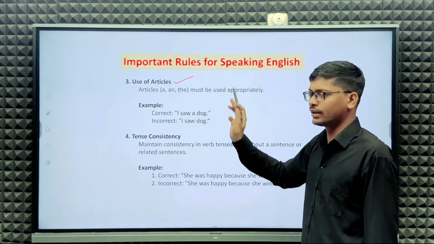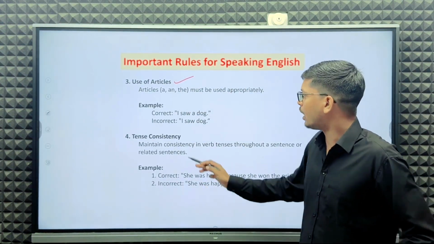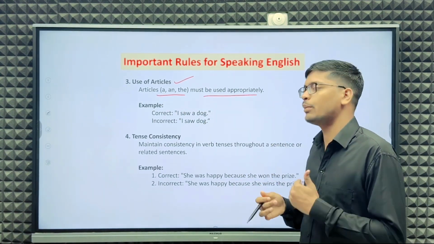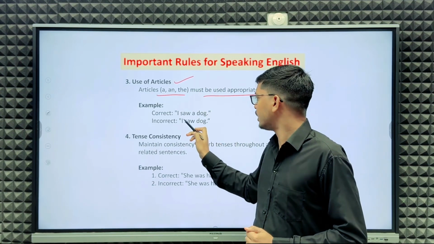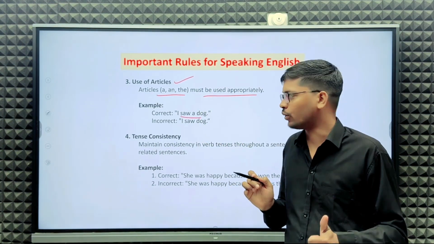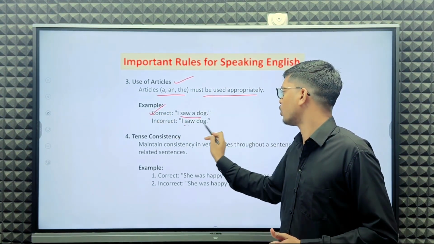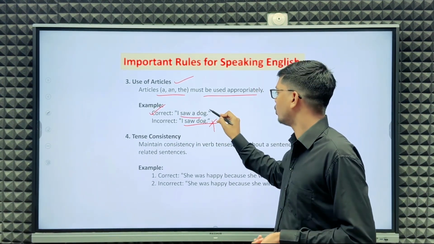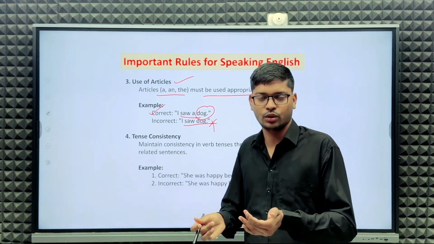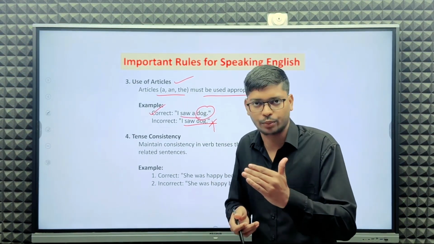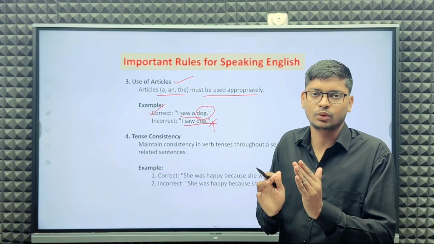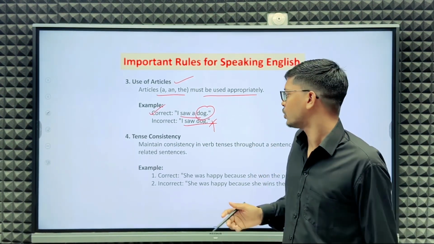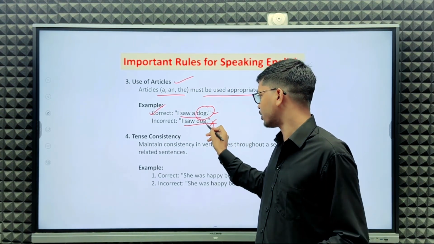Next rule, use of articles. Articles, a and the, must be used appropriately. Okay, example: I saw a dog. I saw a dog is correct. I saw dog is wrong, because dog is a noun. So before a noun we have to use an article to be specific. Okay, so this is correct, this is wrong.